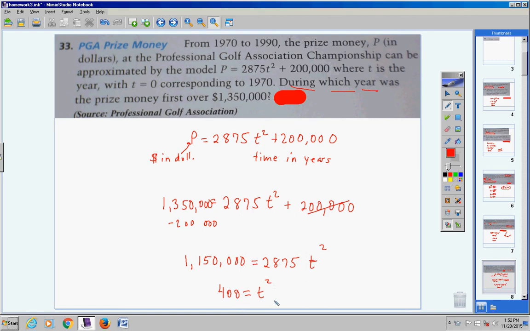Now, in order to get t squared by itself, we have to take the square root of both sides. Now, the square root of 400 would be 20. 20 times 20 is 400. And the square root of t squared is t. Now, your answer is not 20. Let me say that again. Your answer is not 20. It says during which year was the prize money first over this.